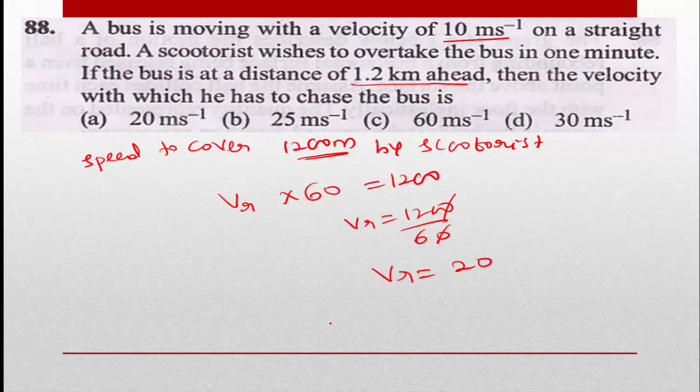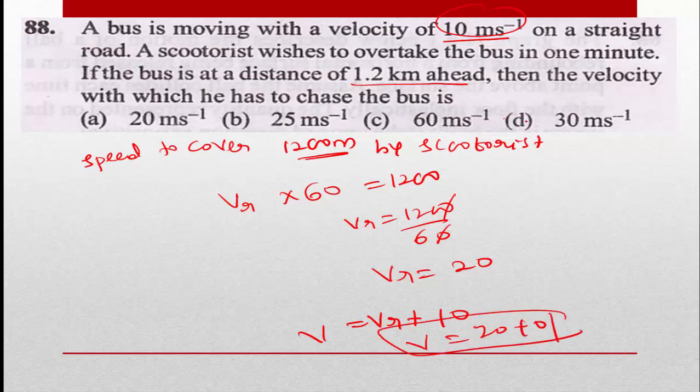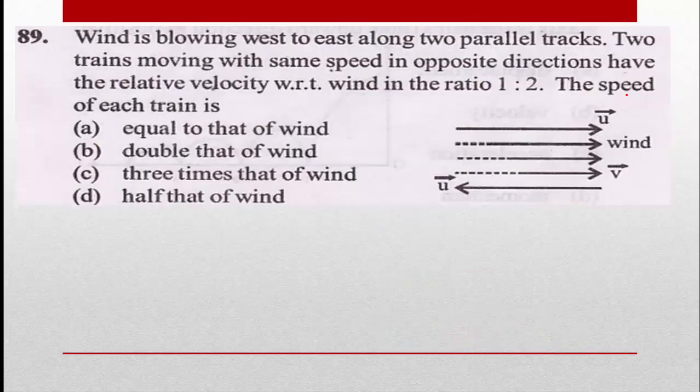The speed to overtake the bus is, that is V is equal to Vr plus 10, because the velocity of the bus is 10 meter per second. Therefore, V is equal to 20 plus 10 is 30 meter per second. Option D is the right answer for this question.